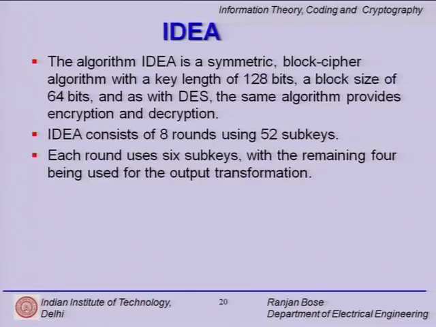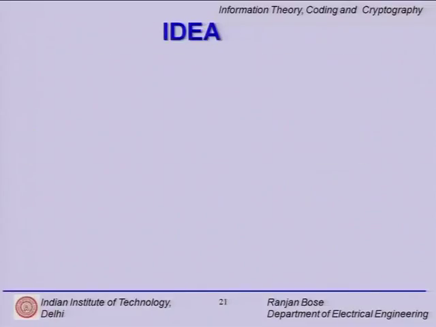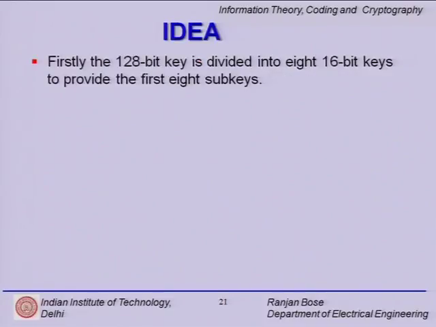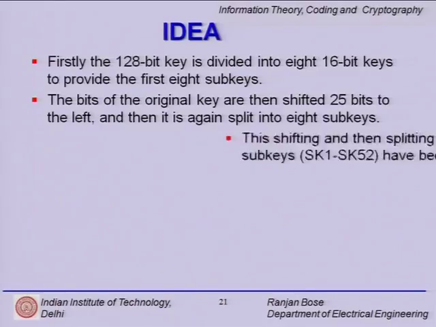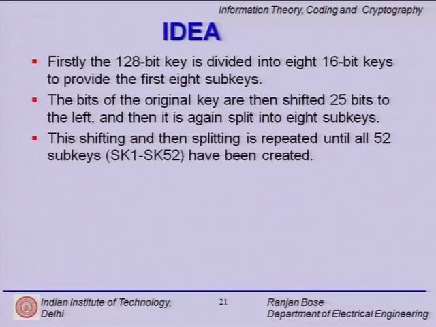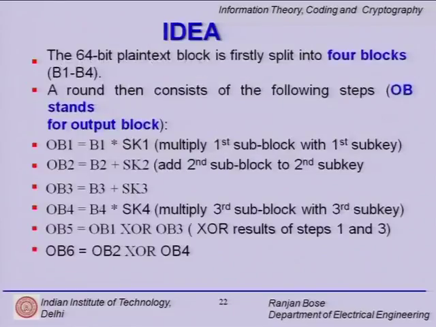The rest is a matter of detail: how these rounds are executed and how these subkeys are formed. Each round uses 6 subkeys, with the remaining 4 being used for the output. So, firstly, what do we do with this 128 bit key? It is divided into 8 16-bit keys to provide the first 8 subkeys. The bits of the original key are then shifted 25 bits to the left and then it is again split into 8 subkeys. These details can be worked out, and the shifting and then splitting is repeated until all 52 subkeys have been created.